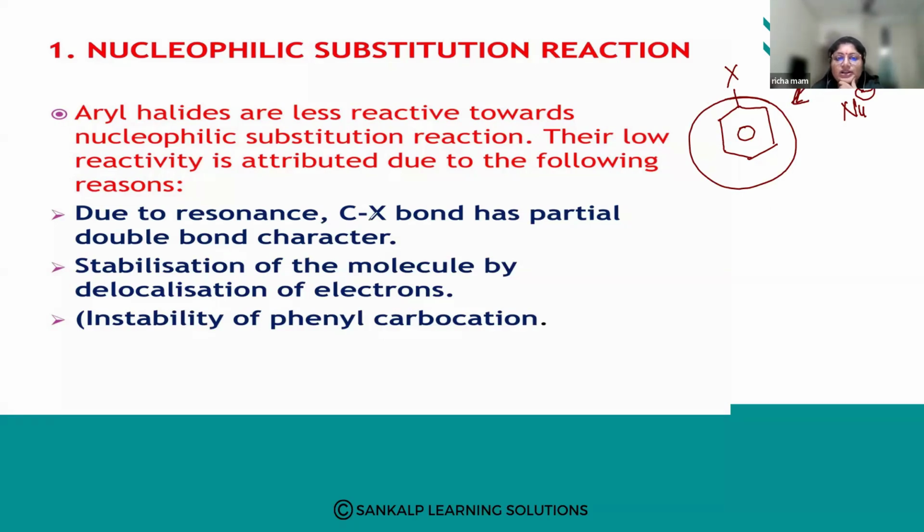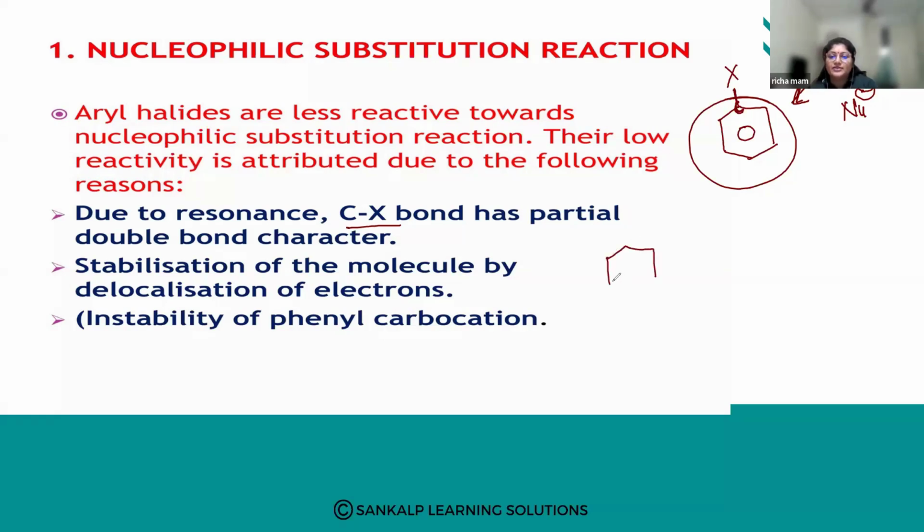So what is the first reason? The C-X bond has a partial double bond character. Whenever you see the aryl halide, a partial double bond character is observed in this C-X bond. And then there is the stabilization of the molecule. So the stabilization of the molecule will occur.